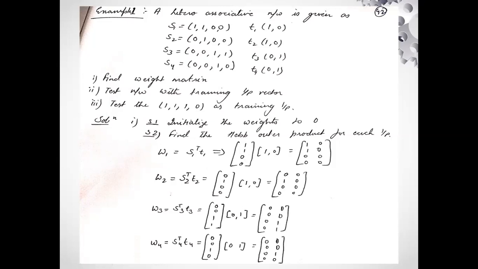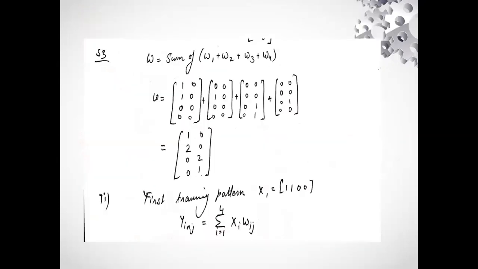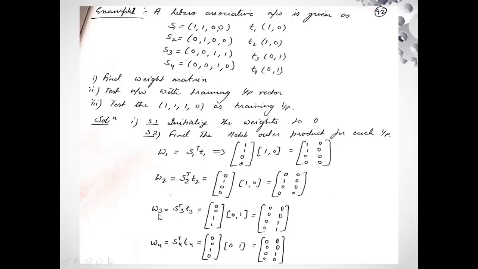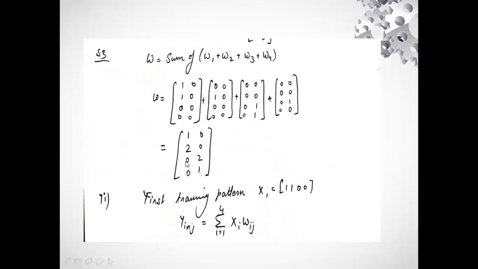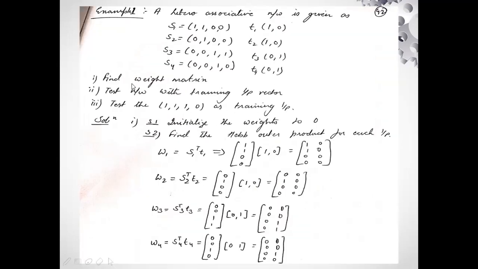Moving further, now we have to calculate the final weight. The final weight will be the sum of all these four weights, that is W1 plus W2 plus W3 plus W4. We are going to add them; it is a very easy matrix calculation, just addition. This will be the final weight. So we have solved the first point, that is, we have calculated the weight matrix.